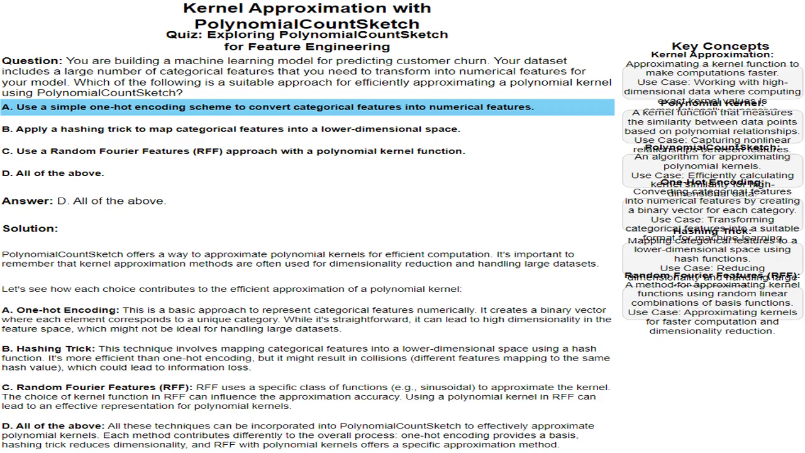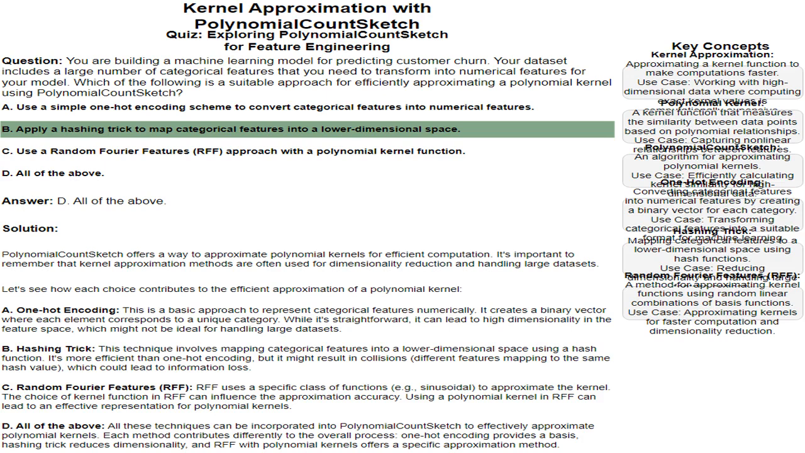The hashing trick maps categorical features into a lower dimensional space using a hash function. It's more efficient than one-hot encoding, but it might result in collisions, different features mapping to the same hash value, which could lead to information loss. Polynomial count sketch can be used to efficiently approximate polynomial kernels, even with high dimensional data. True. B. Apply a hashing trick to map categorical features into a lower dimensional space.